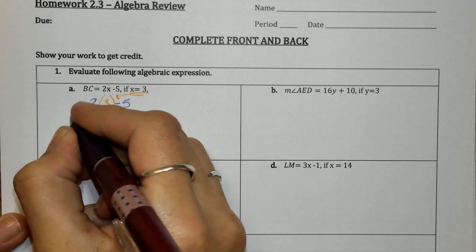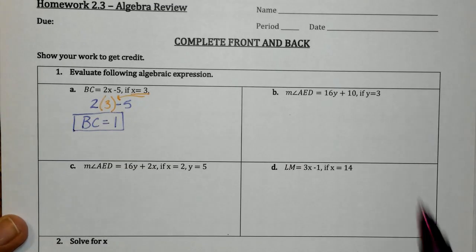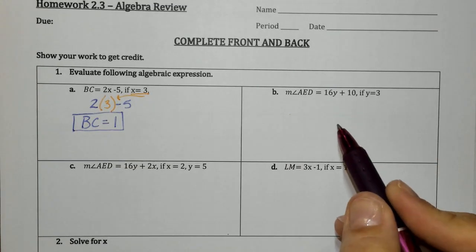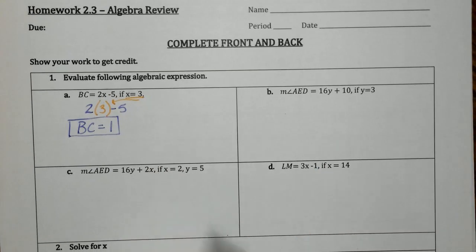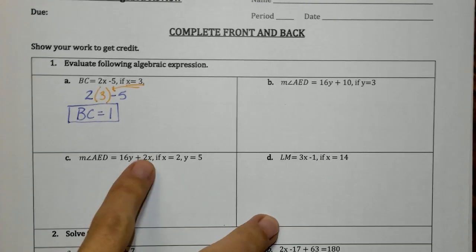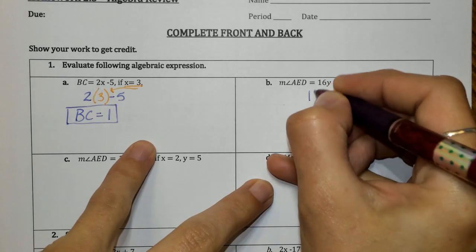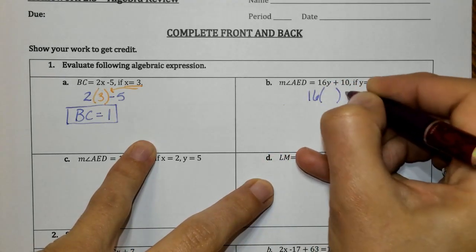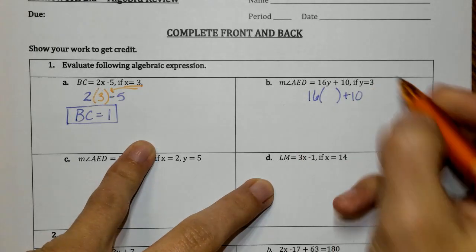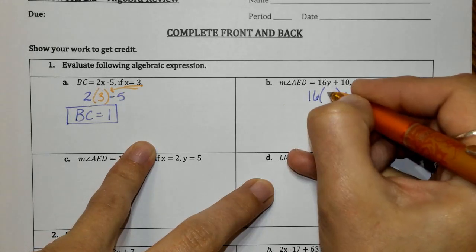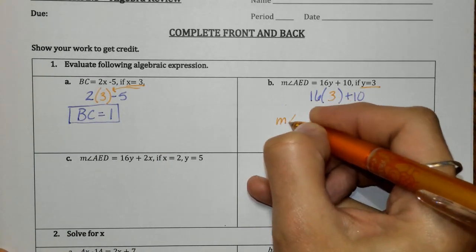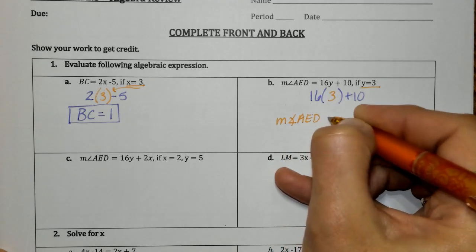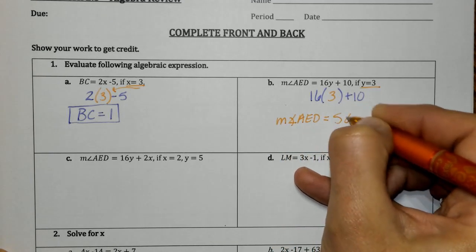All right? And I'm going to do one more, and you guys can do the other two on your own. So this one involves y, okay? No big deal. Keep in mind that you're going to have to substitute in 2 different places, okay? Just kind of an FYI there. Here, we've got the 16y, so I'm going to take out y and substitute in what y is. Oh, it's 3 also. And we do 16 times 3 plus 10. We find that the measure of angle AED is equal to 58 degrees.